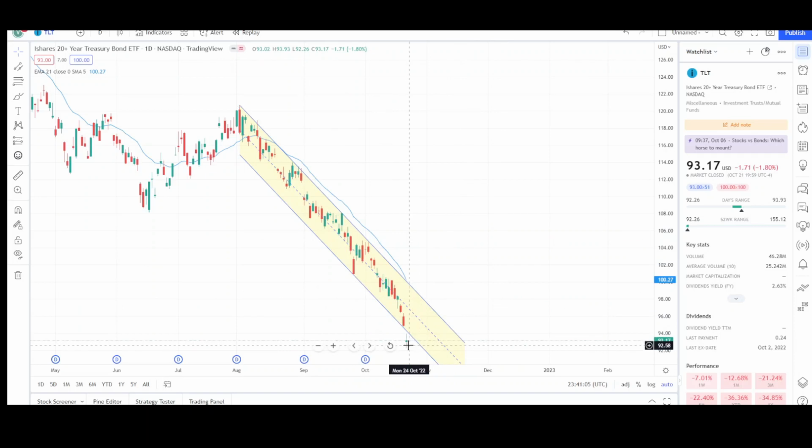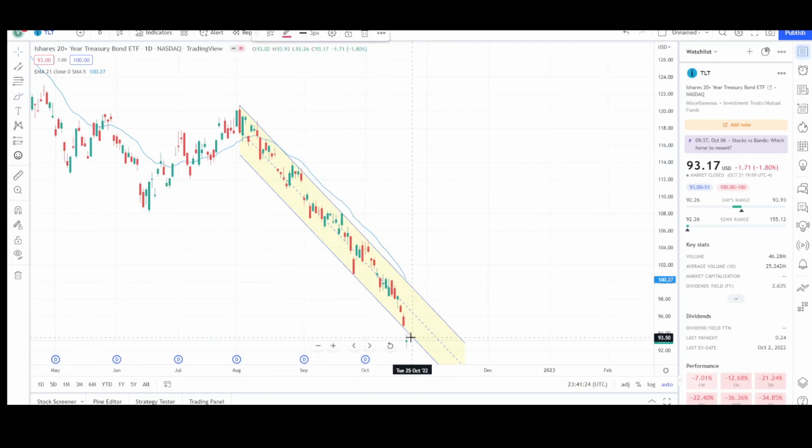So basically, recently we just had new 52-week lows, and we hit the low $92 level. So very quickly we dropped from the 98 from my last analysis all the way down to the 92. So that's a very quick drop in just a week.